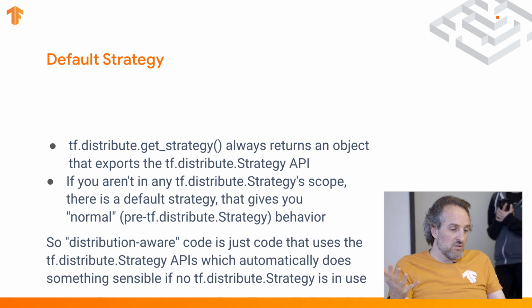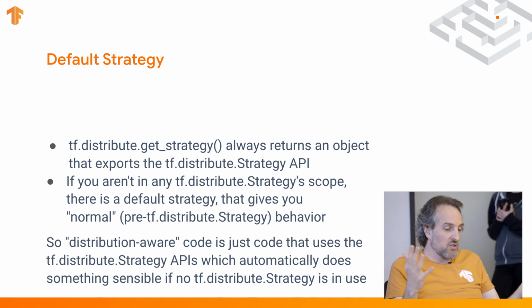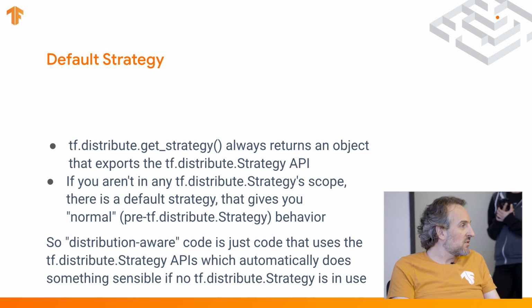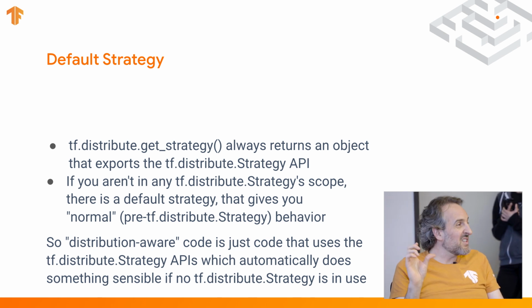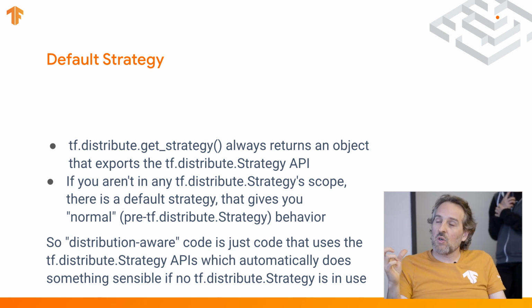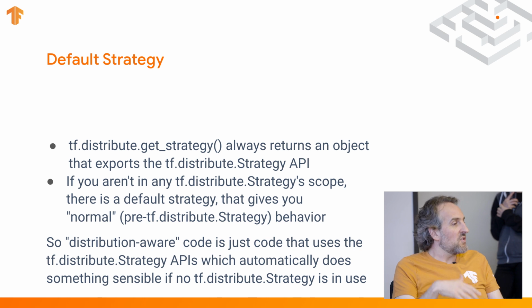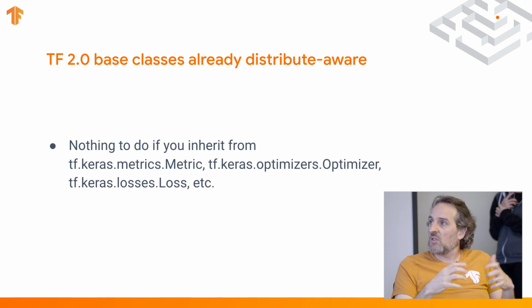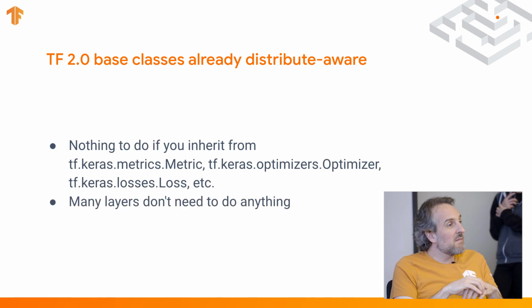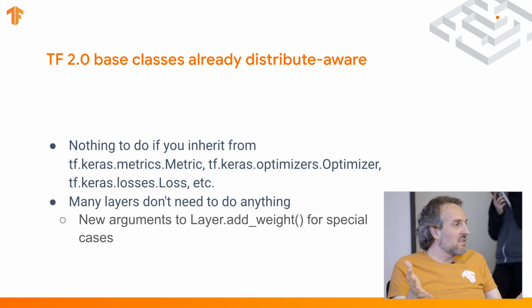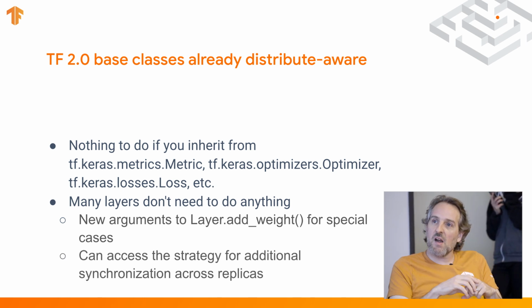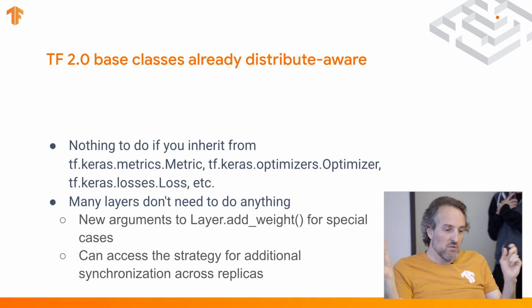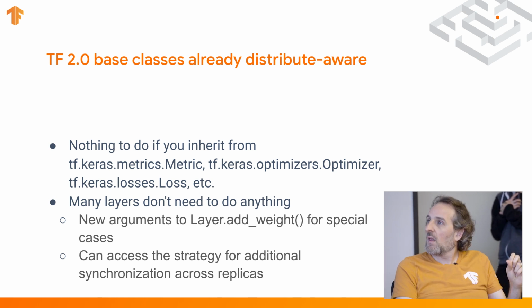So distribute strategy aware code is just code that uses this get strategy API and does its work via those APIs. And most of the work is already done for you for the normal cases. As long as you're just implementing a new metric, an optimizer, or loss, you just have to inherit from the base class that has done all of the work to be distribution enabled. There are new capabilities available to you, though, if you want to be distribution aware, and I'll talk a little bit about those new APIs and options available to you.